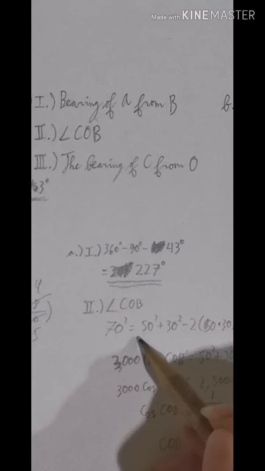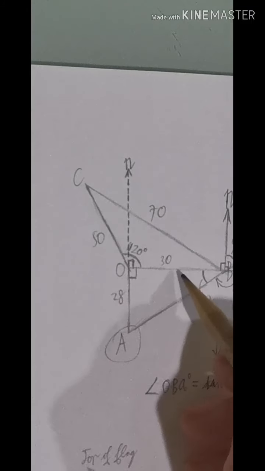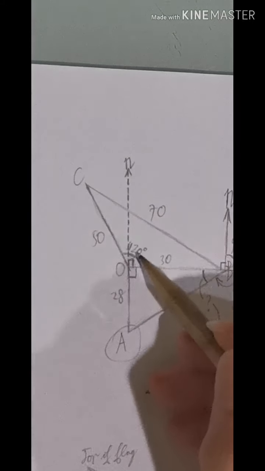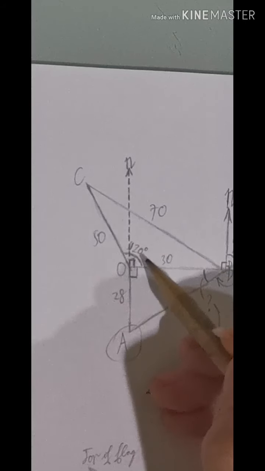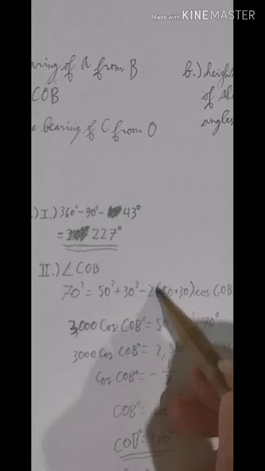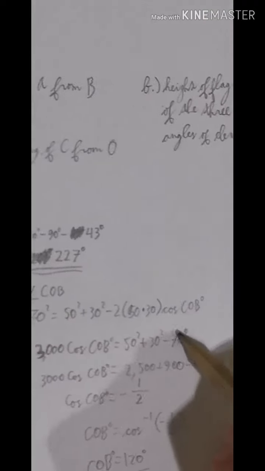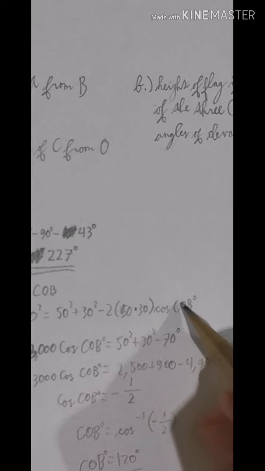So we use 70 squared equals the addition of the squares, so 50 squared and 30 squared. If you look at here, 50 squared and 30 squared, the addition of the squares of the 2 sides that make up the angle of COB. And then after that, you subtract 2 multiplied by the product of 50 times 30, which are the sides that make up the angle, and multiply that by the cosine of COB, which we don't know.